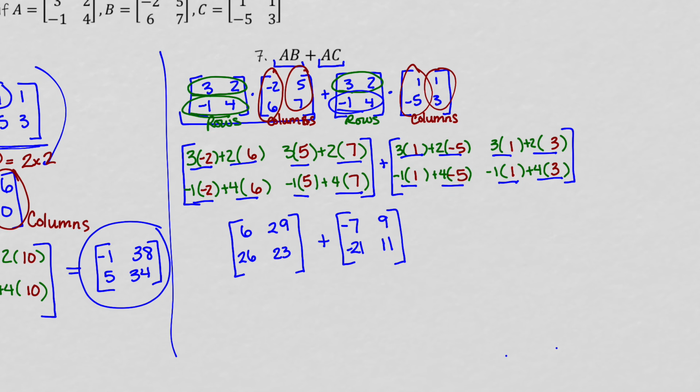And now we just add these 2 together. So I have a 6 plus a negative 7 is negative 1. 29 plus 9 is 38. 26 plus a negative 21 is 5. 23 plus 11 would be 34.